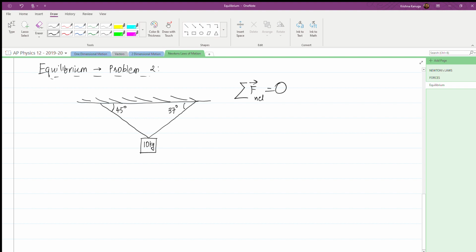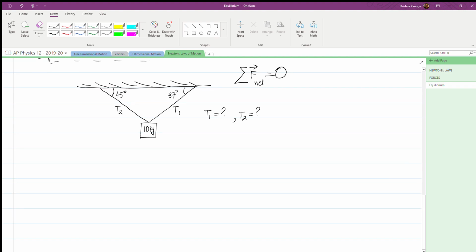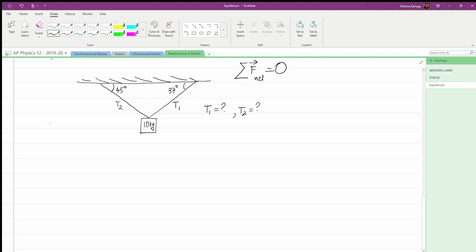And in this problem, we have a 10 kg block that is connected by two strings. The first string makes an angle of 45, the other one makes an angle of 37. Our goal is to calculate the tensions in the two strings. So we want to know what tension 1 is, and what tension 2 is. What we know is that the entire system is at rest, so we can use the concept of equilibrium to figure out these tensions.